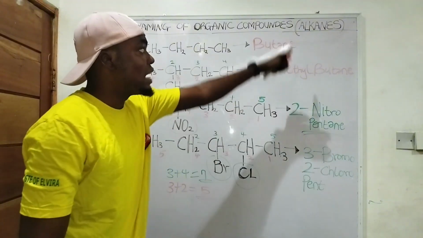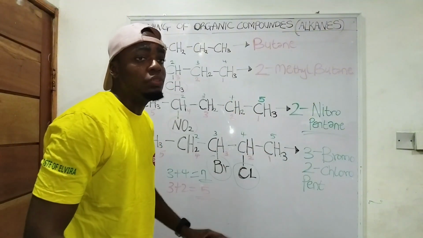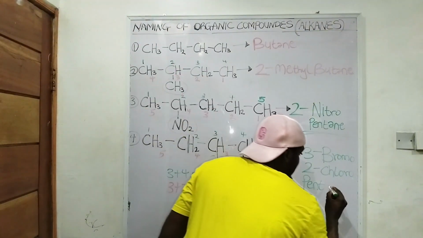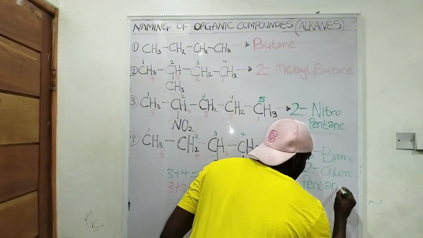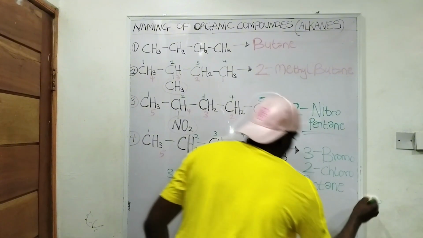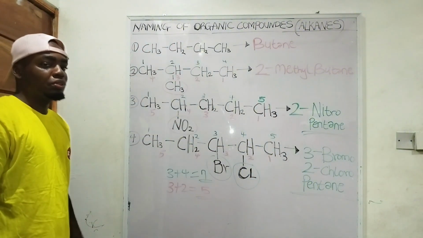And because we are naming alkanes, alkanes must always end with ANE. You add ANE. So that's the name of this particular structure.